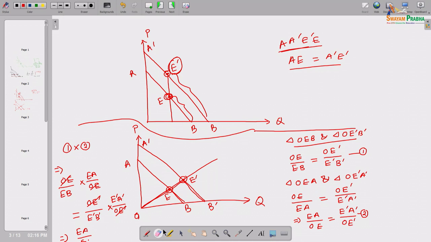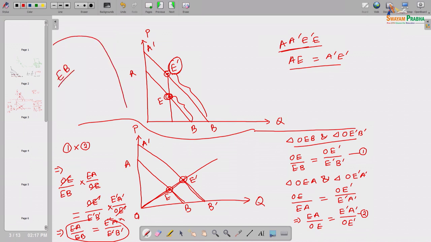So, we can write EA by EB must be equal to E'A' by E'B'. EA by EB is exactly equal to E'A' by E'B'. If we take the reciprocal, simply, EB by EA is exactly equal to E'B' by E'A'.